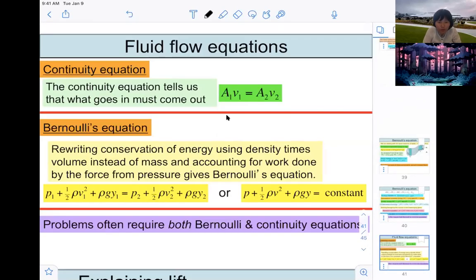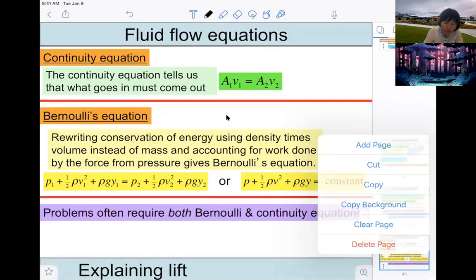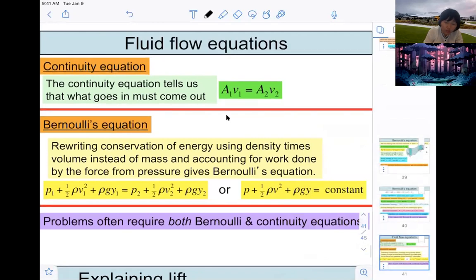So far for liquid that is flowing, that is moving, we gave you two equations. One is the continuity equation. One is Bernoulli's equation. Often problems will require you to use both of them to solve the problem. What is the continuity equation telling you?